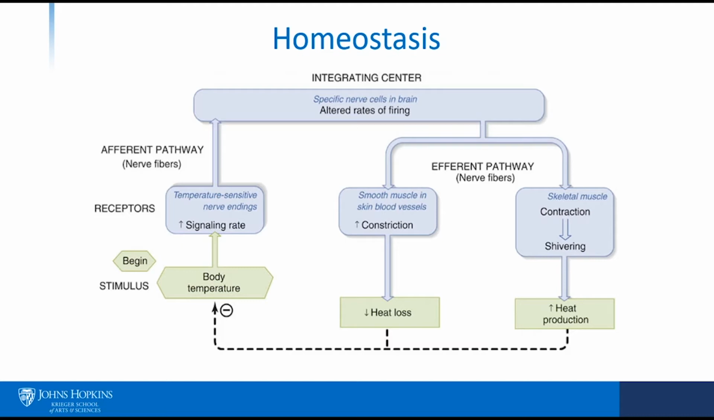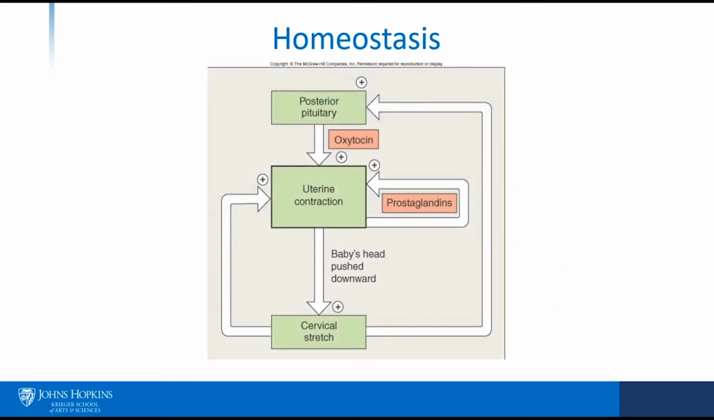That example looks like this. A growing fetus reaches a critical size within the uterus. The weight of the baby pushes down on the cervix, which causes it to stretch. The stretching has two effects. One, it positively stimulates the posterior pituitary to release oxytocin. Yes, the cuddle chemical. Two, it also positively stimulates uterine contraction.